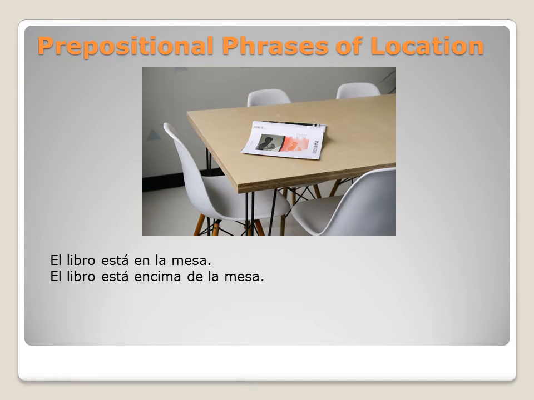El libro está encima de la mesa. The book is on top of the table. El libro está sobre la mesa. The book is over on the table. And el libro está cerca de las sillas. It's near the chairs. I mean, it's near them. So those are 4 examples. There's lots that you could do.